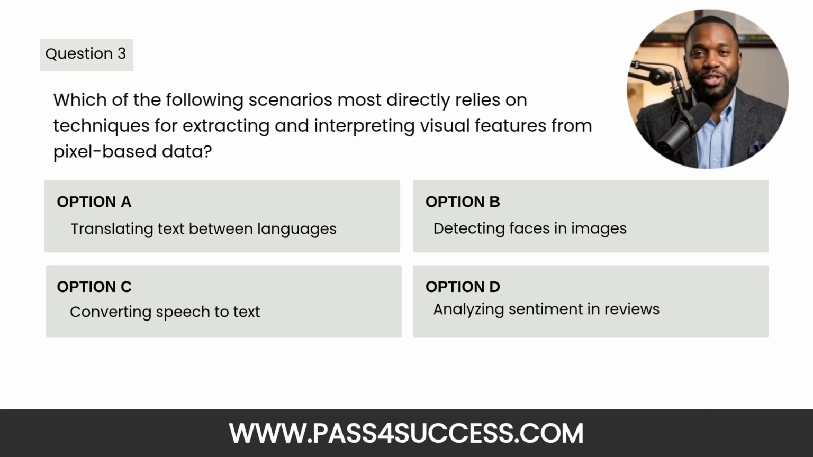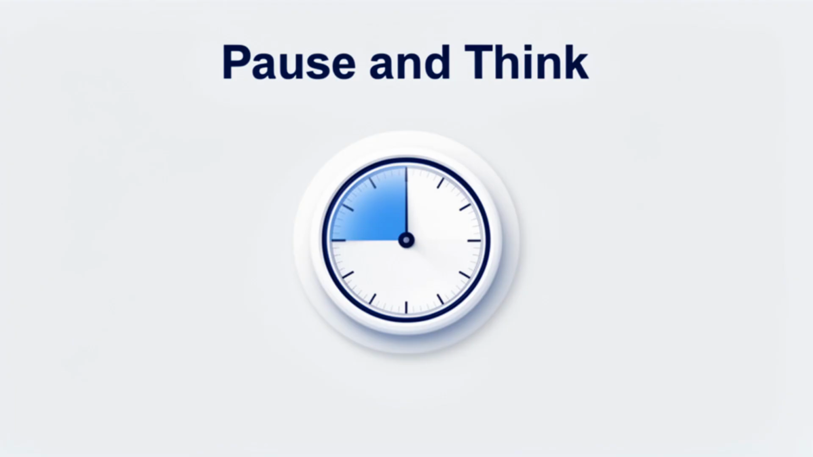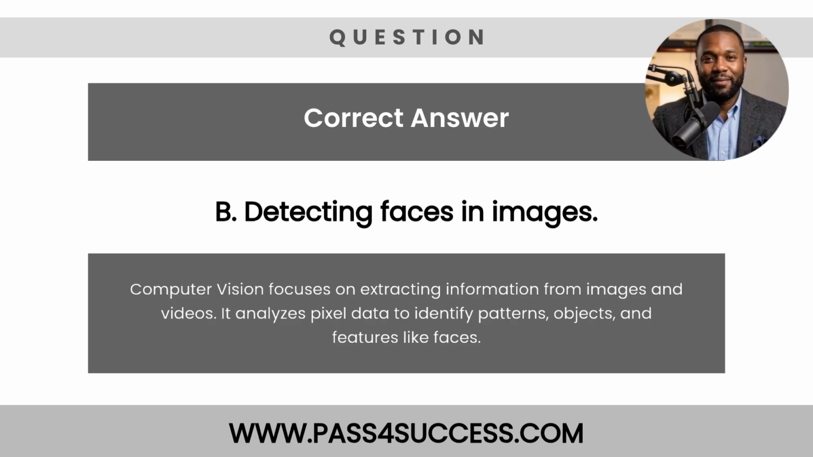Question 3. Which of the following scenarios most directly relies on techniques for extracting and interpreting visual features from pixel-based data? A. Translating text between languages. B. Detecting faces in images. C. Converting speech to text. D. Analyzing sentiment in reviews. Pause the video and choose the best answer. The correct answer is B. Detecting faces in images. Explanation. Computer vision focuses on extracting information from images and videos. It analyzes pixel data to identify patterns, objects, and features like faces.